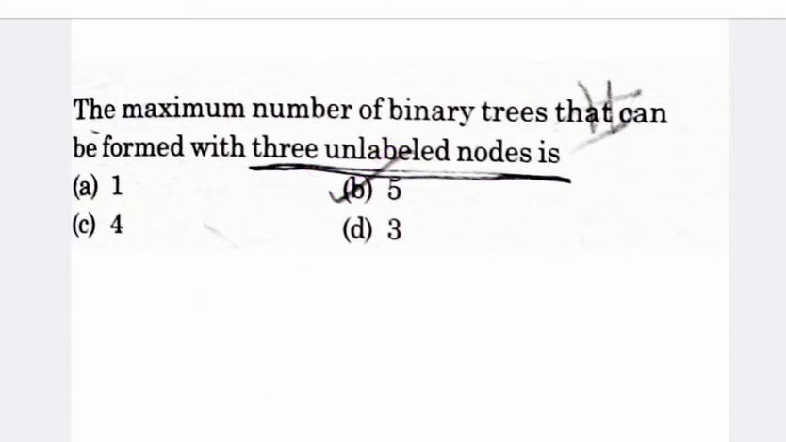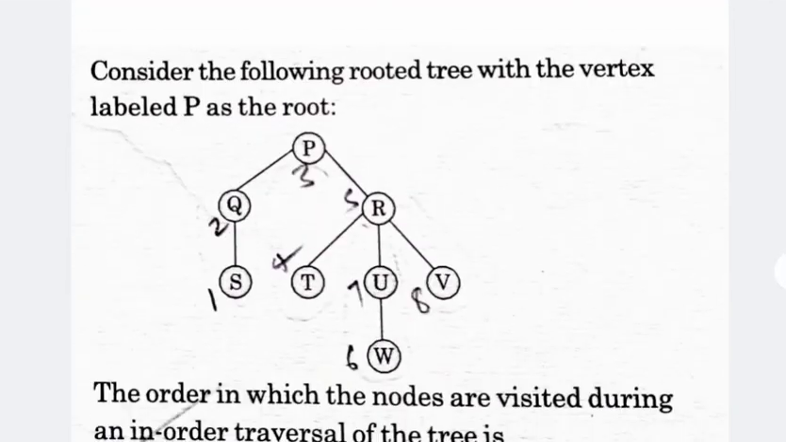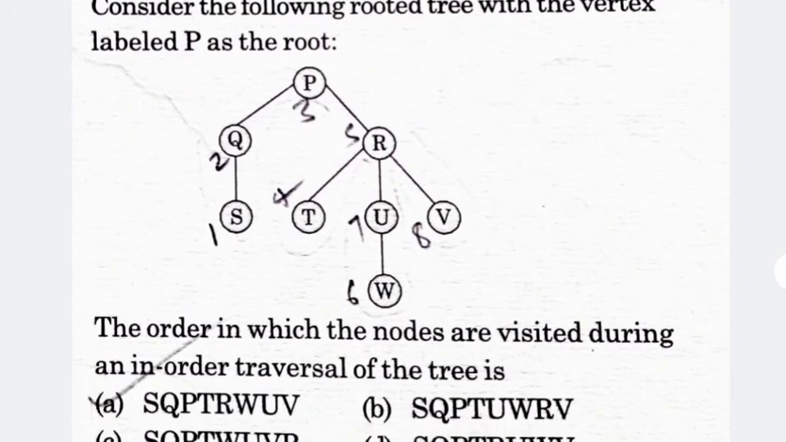Now come to the solution. Next question: consider the following rooted tree with the vertex labeled B as the root. Here they are also giving the whole rooted tree. The order in which the nodes are visited during the in-order traversal of the tree is what? It is very easy to traverse any rooted tree, so we easily say that option A is correct.